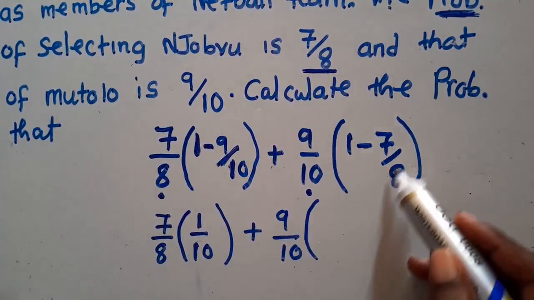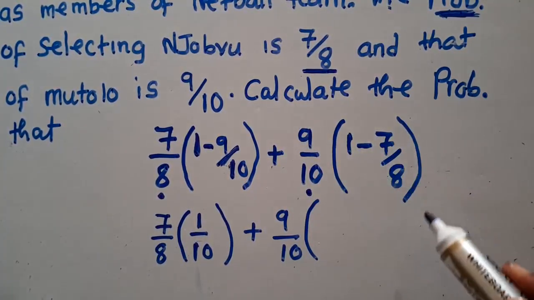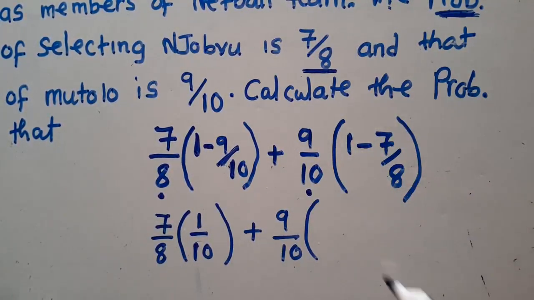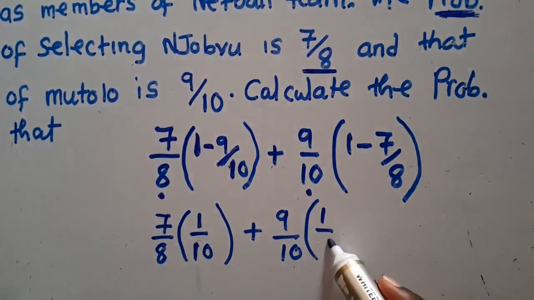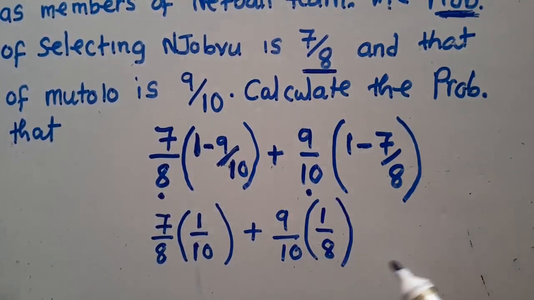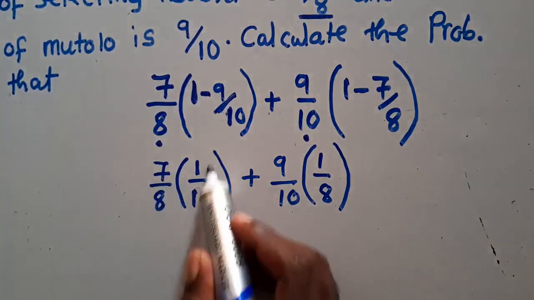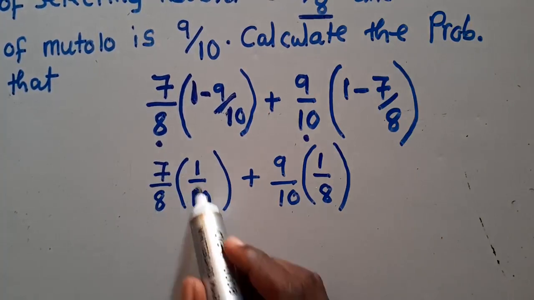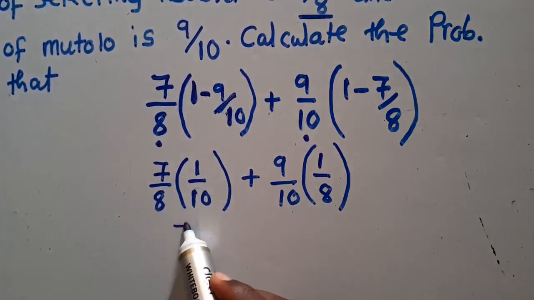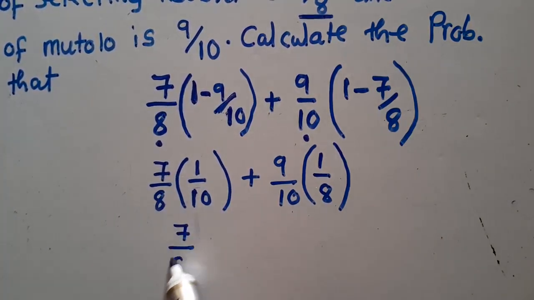What answer are you going to have there? 1/8 when you evaluate. So like this, what answer are you getting here? So the answer that we are getting there, when you multiply here, you are going to get 7/8.